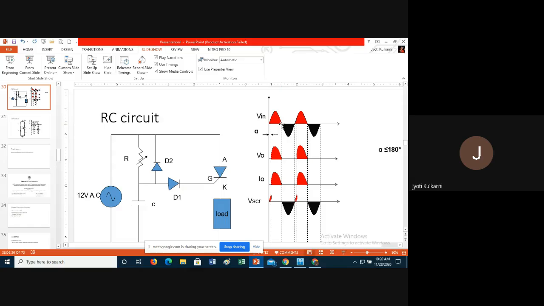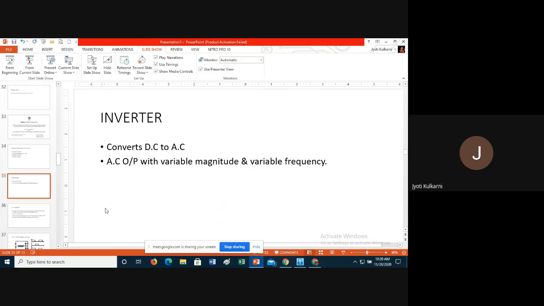So this natural commutation we cannot have in an inverter. Why? Because in an inverter, which kind of input do we have? We have DC input. If the input is DC, we cannot have a sinusoidal voltage at the input side. Once we cannot have the sinusoidal input voltage, we cannot have a natural zero point. So when we do not have a natural zero point, it means we cannot have natural commutation.